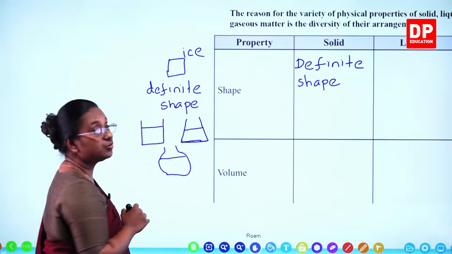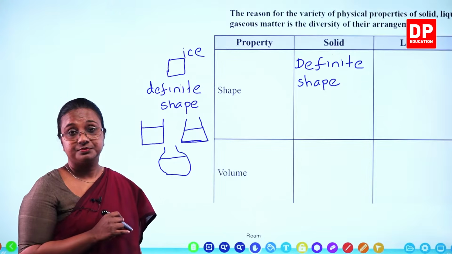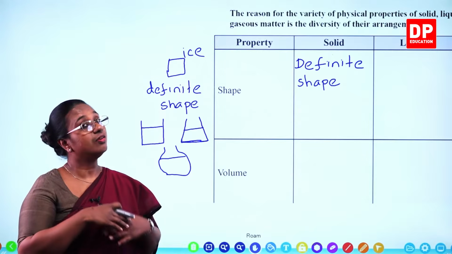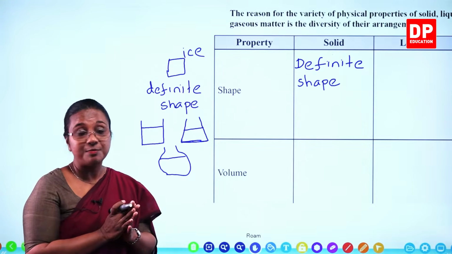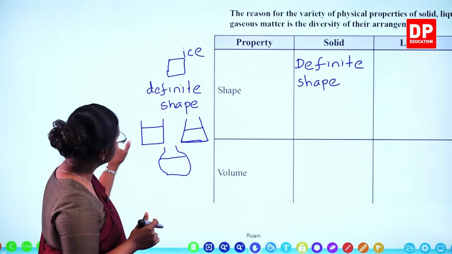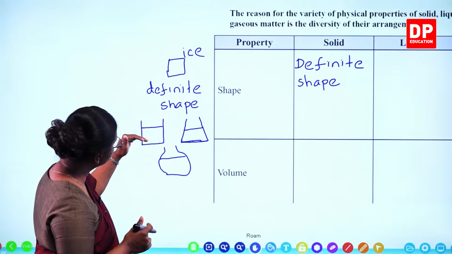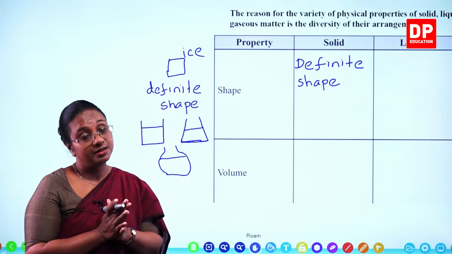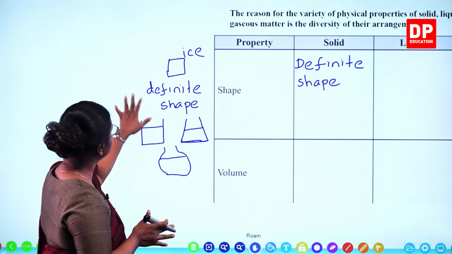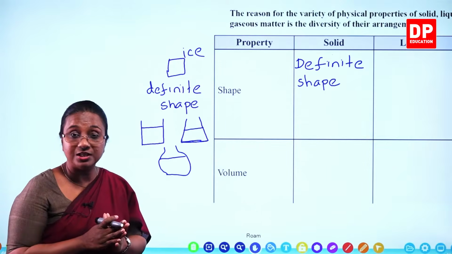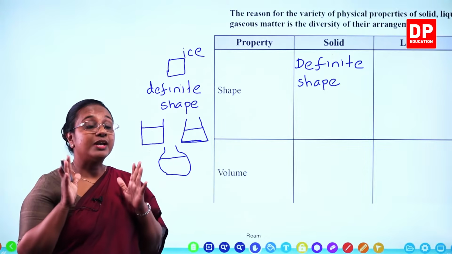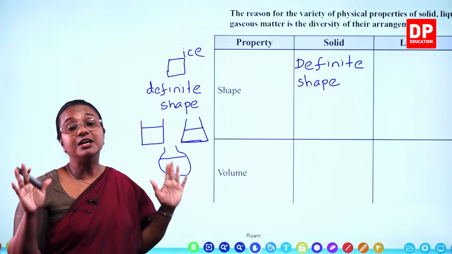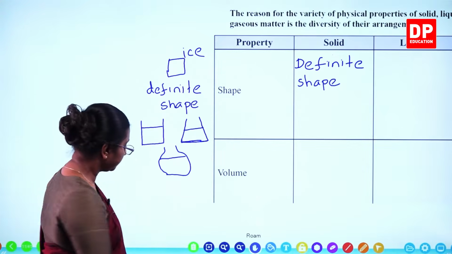So what happens to gases? Gases again occupy the shape of the full container. If you take gas into an open container like this, it will spread throughout the container. And from the container also, it will spread out into the air. So gases do not have a definite shape.